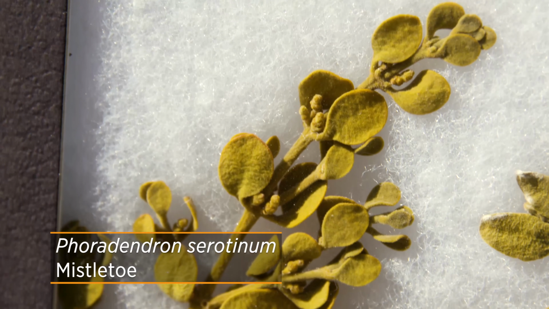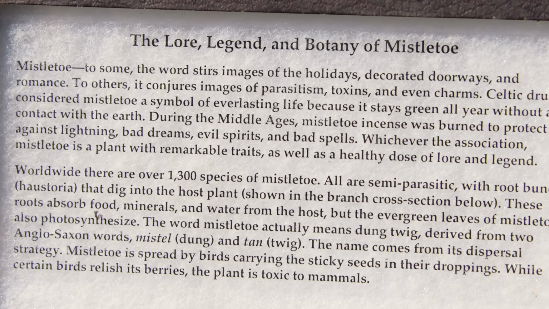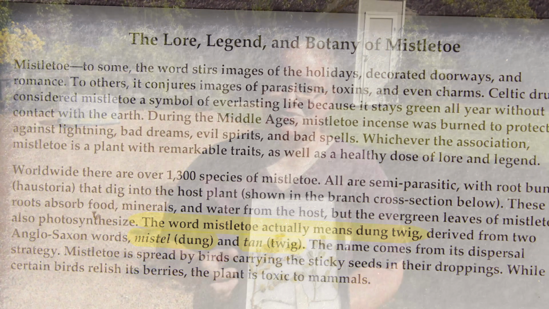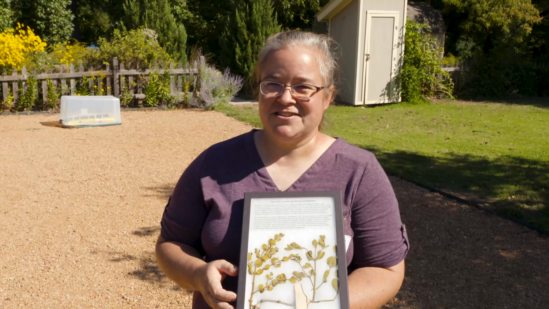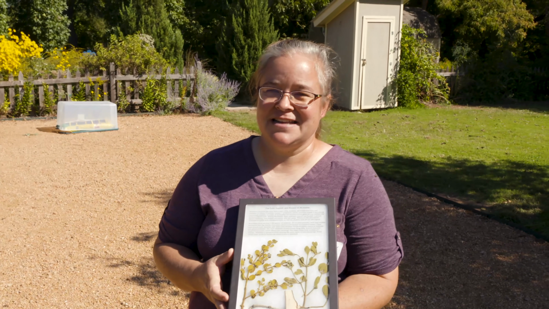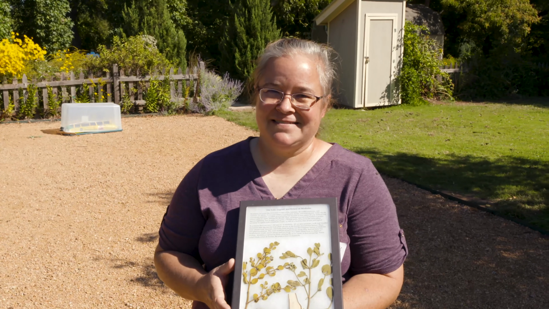The word mistletoe comes from two Anglo-Saxon words, mistel and tan. Mistel means dung, tan means twig. So basically mistletoe is dung on a twig, which is where birds poop out the seeds on the stick. So poop on a stick, dung on a twig, that's where mistletoe gets its name. So the next time you go kiss under it, just think about that.